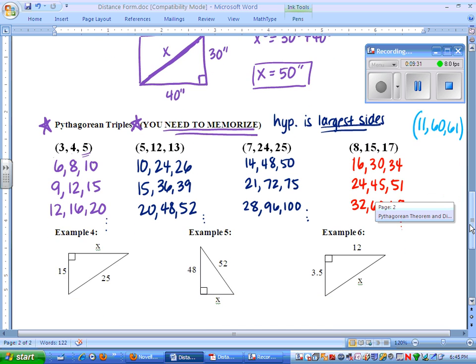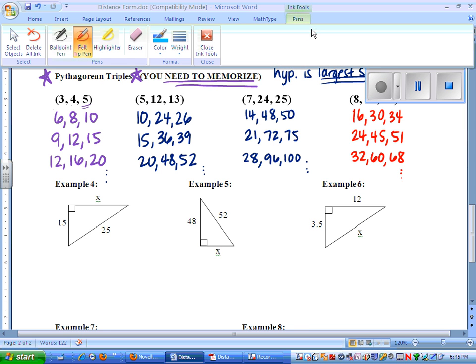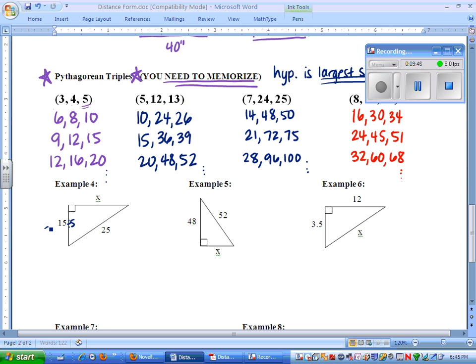Here's how to implement this without too much trouble. Looking at 15, 20, 25, I can divide them all by 5. If I divide this by 5, I'm going to get 3. Divide this by 5, I will get a 5. This is a 3, 4, 5 triangle. So the 4 side goes here. 4 times 5 is 20. So x is 20 without doing anything.